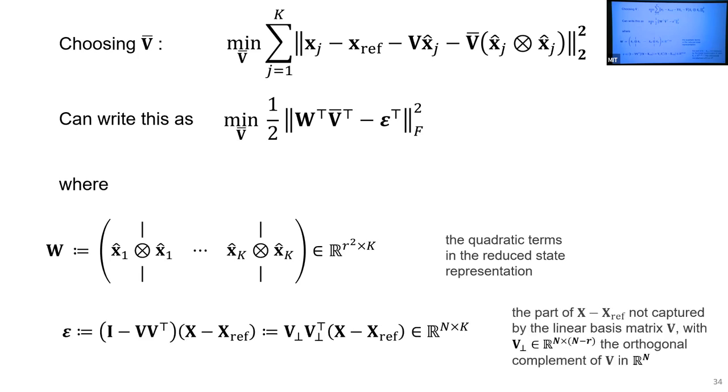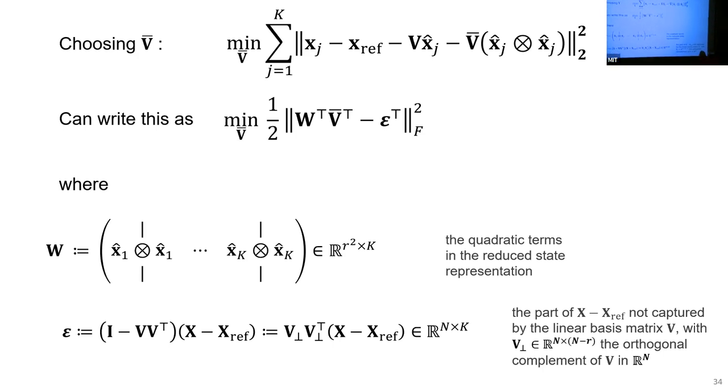And epsilon is this guy right here. And this guy right here. And I'm just rewriting it to expose what really is going on here. It's I minus V V transpose operating on the snapshots. And remember, the X ref is just shifting the center. So what's I minus V V transpose? It's the part, this is the classical SVD error, right? It's the part of the snapshot set that is not represented in the linear subspace.